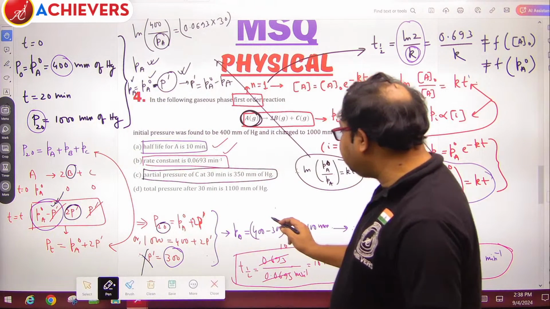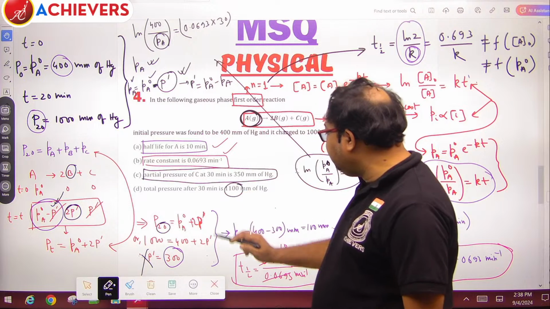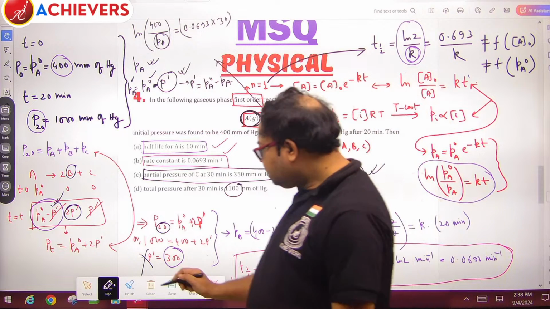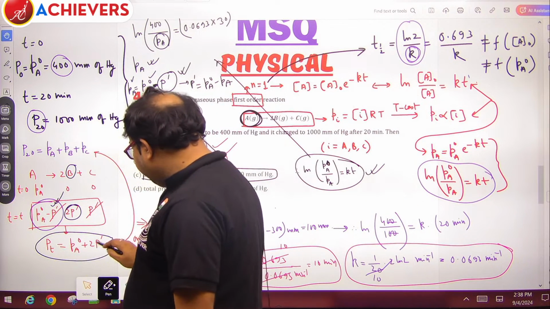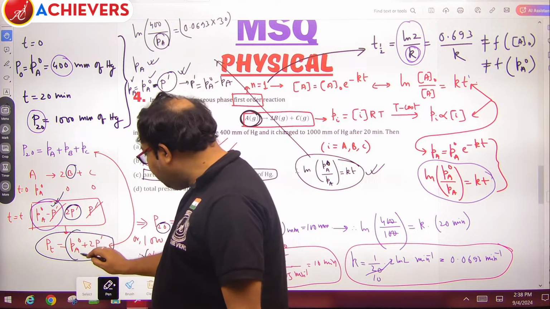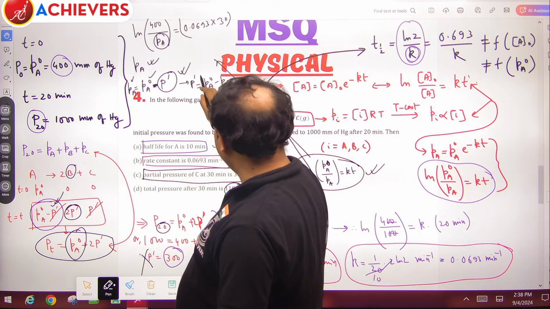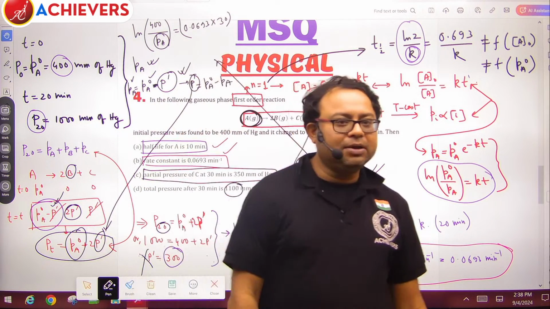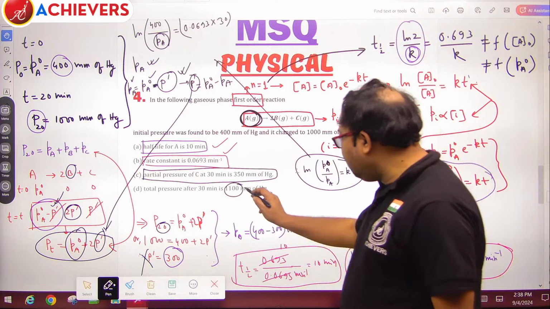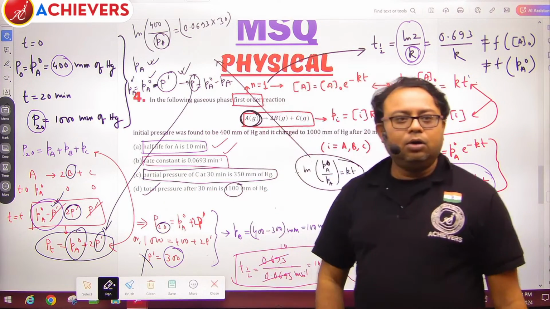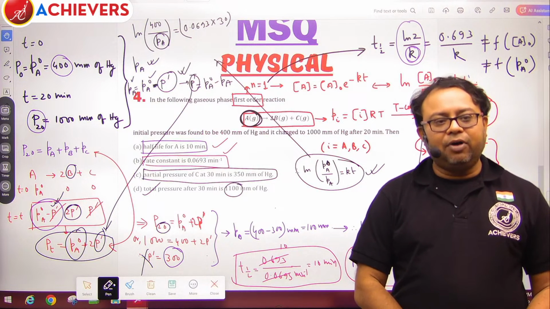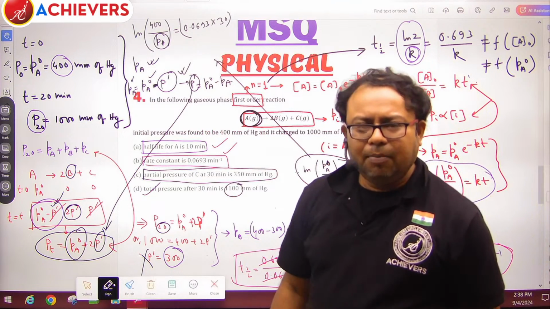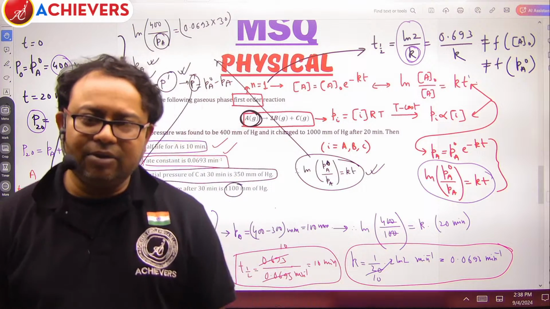And the total pressure at 30 minutes is 1100 millimeter. That also can be easily found out because total pressure is PA naught plus 2P dash. You know the value of PA naught. Now you have solved the value of P dash, so you put the value of P dash over here. You'll see this option of total pressure being 1100 millimeter is also correct. Just put the values in the calculator and get the result.